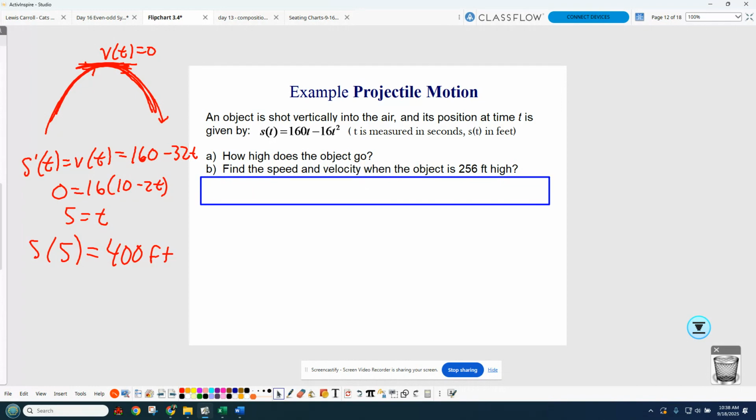How about that one? What is the speed and velocity, so two different quantities that I'm asking for, when the height is 256 feet high?